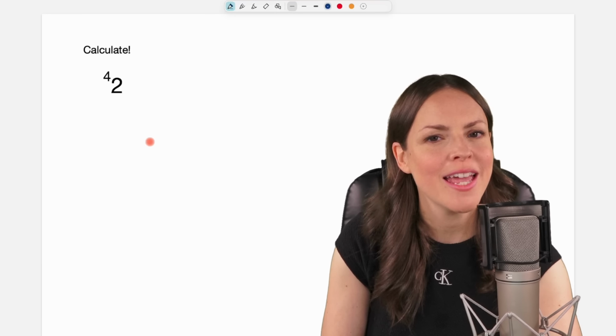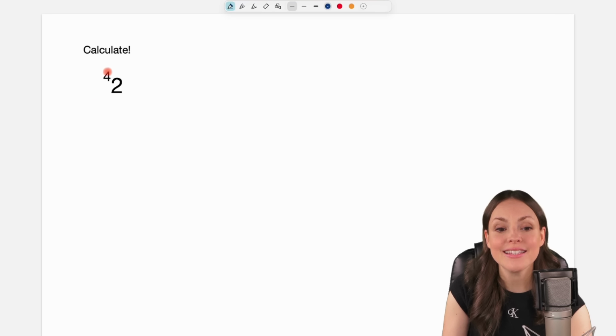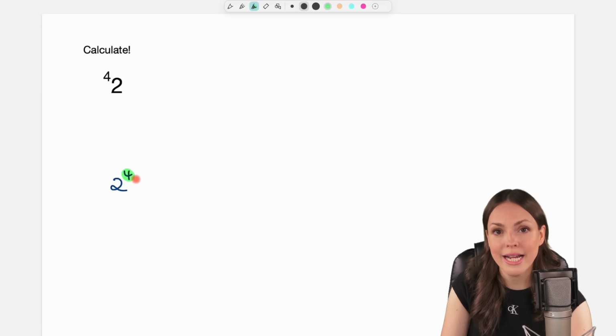Today I want to show you something that I never came across during my math studies. Not at school, not at university. It is this expression here that we just have to calculate. But what is it? It looks pretty similar to 2 to the power of 4. But this is definitely something different, because here we have the 4 on the right side and not on the left side.